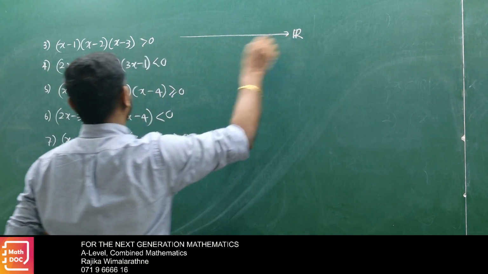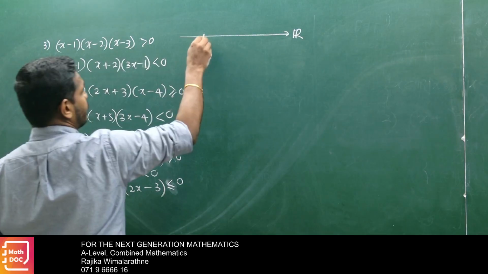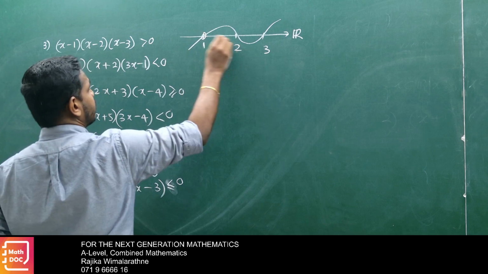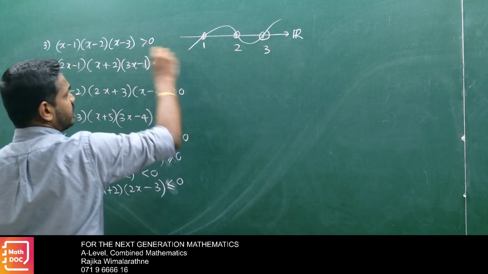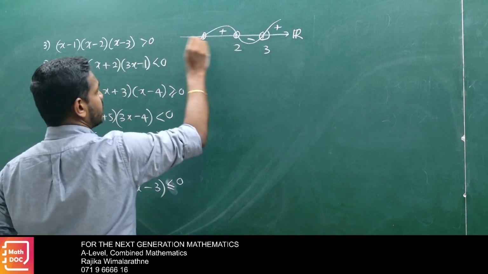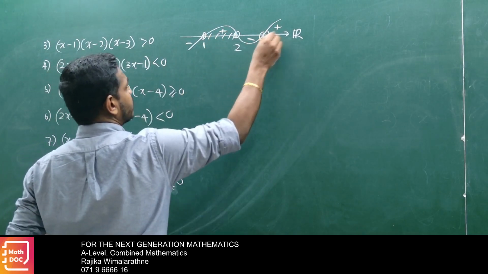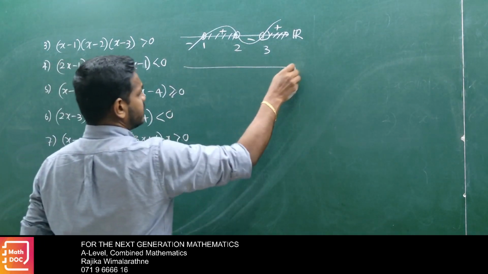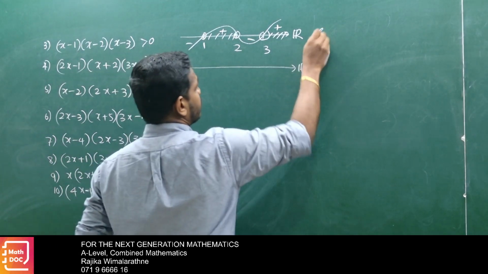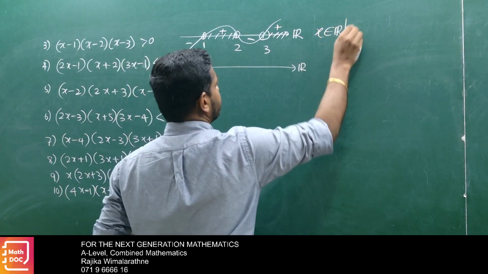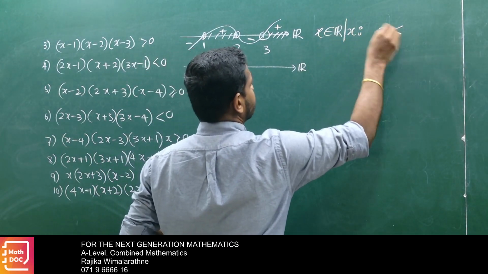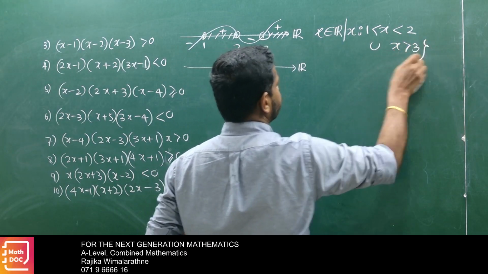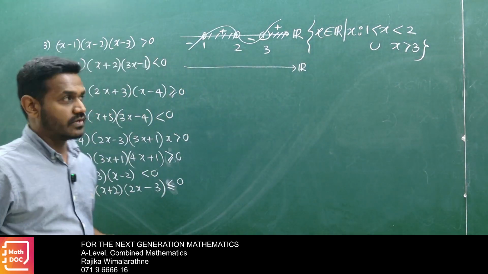On the real number line, the zero values are 1, 2, 3. Start from the right hand corner. No equality, so don't shade. Positive region is needed. Here positive, negative, positive, negative. Then finally you write the answer: x element of real set such that x in between 1 and 2, union x greater than 3. Likewise you complete the solution.